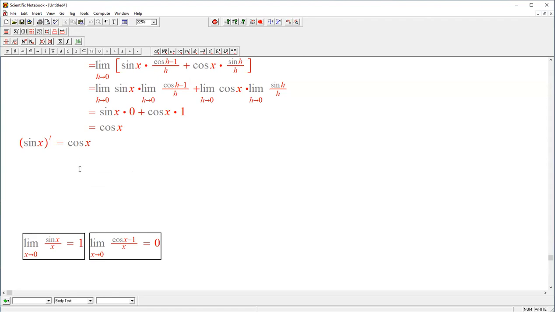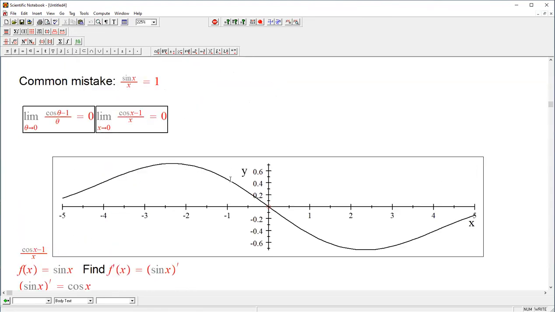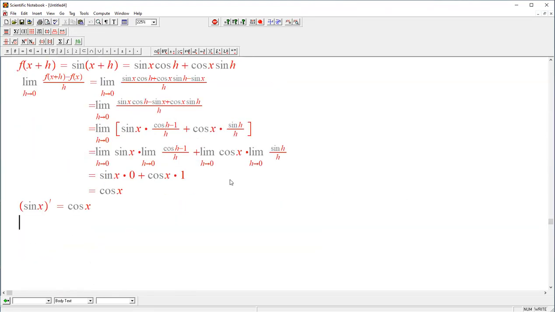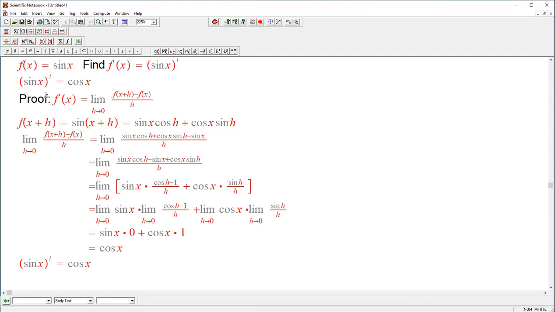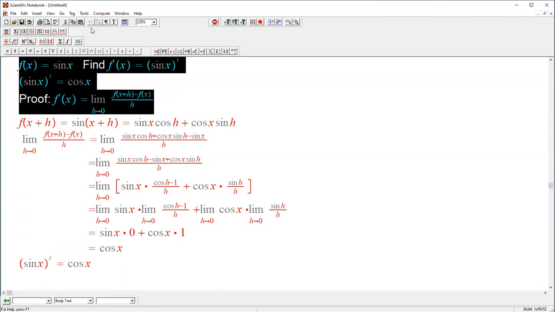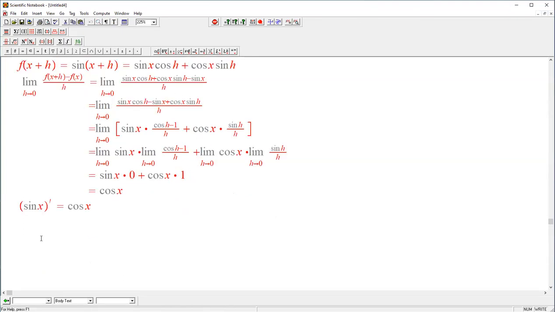Okay, so let's see how we're going to apply the definition of derivative to prove the derivative of cosine. Now we're going to find the derivative of cosine.